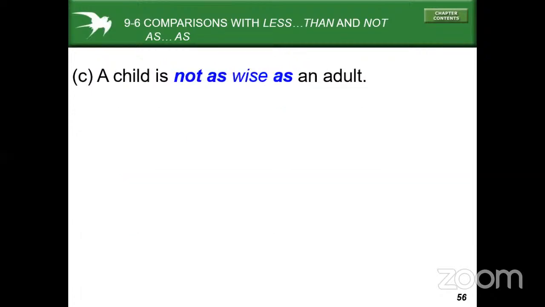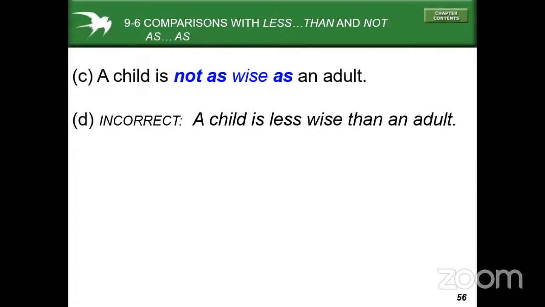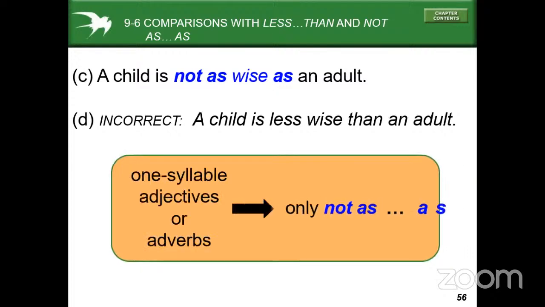A child is not as wise as an adult. A child is less wise than an adult. No, we cannot say that. One syllable adjectives or adverbs, not as.